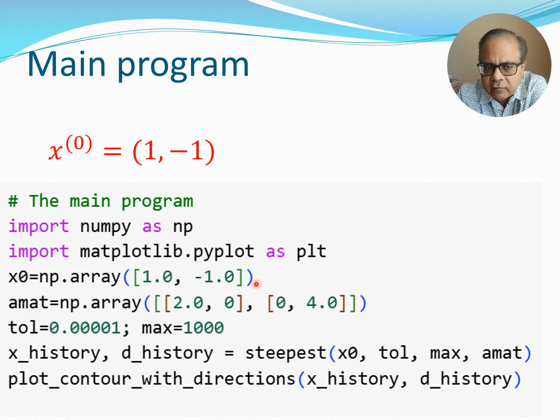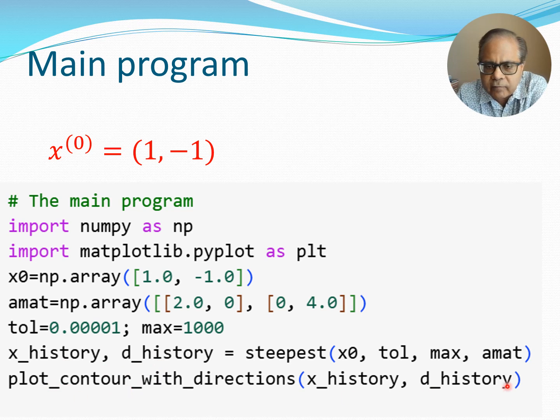Again, we start from the same point. x0 is 1, minus 1 and the A matrix of course is [2 0; 0 4]. We have a small number for tolerance. We have max iterations at 1000. And this time I'm not going to return the optimal point and so on. I'm going to return the history of all the x values and the history of all the d values. Remember, d is the search direction. So these two lists I'm going to get are going to give me the history of the points and also the search direction.